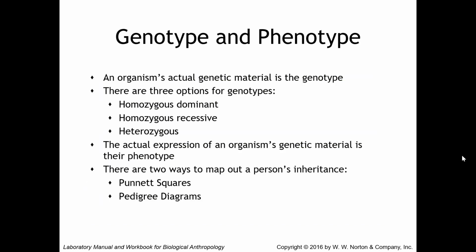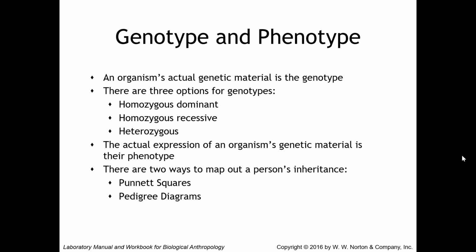With dominant and recessive, we're looking at genotype and phenotype. The actual genetic material is the genotype. The genotype is written in a way that can indicate dominant or recessive alleles present. There are three options for genotypes. We can have homozygous dominant, homozygous recessive, or heterozygous. And then the actual expression of an organism's genetic material is what we call their phenotype. So that's the physical expression.